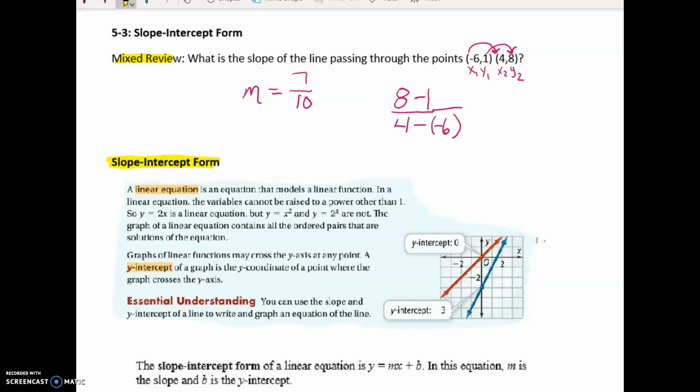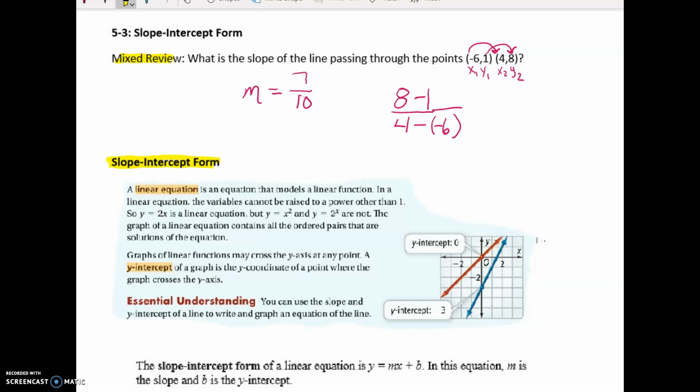In a linear equation, the variables cannot be raised to a power other than 1. So, for example, y equals 2x is a linear equation. That would also be direct variation. But y equals x squared and y equals 2 to the x power are not linear equations. The graph of a linear equation contains all the ordered pairs that are solutions. So the whole reason that we graph an equation is to show which points the x and the y would work when you plug them back into the equation.